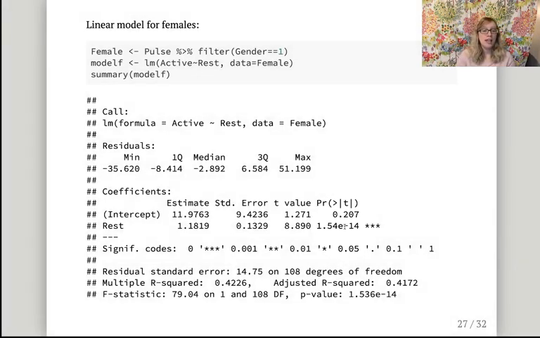At home, take a moment to test your knowledge. How could you find the correlation between active and resting heart rate for females? So I'll let you ponder on that.